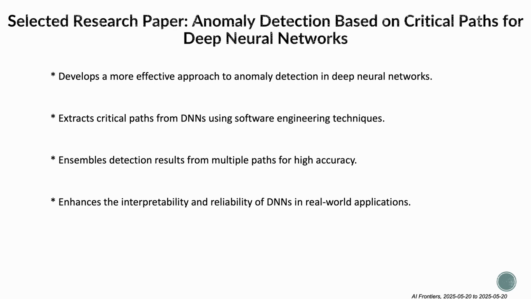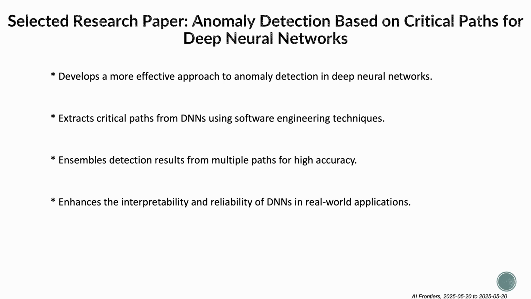The third influential paper is Anomaly Detection Based on Critical Paths for Deep Neural Networks, by Fangzhen Zhao et al. The objective of this paper is to develop a more effective approach to anomaly detection in deep neural networks. Traditional methods often struggle to detect outliers and adversarial inputs, which do not usually induce the same activation pattern on critical paths as normal inputs.